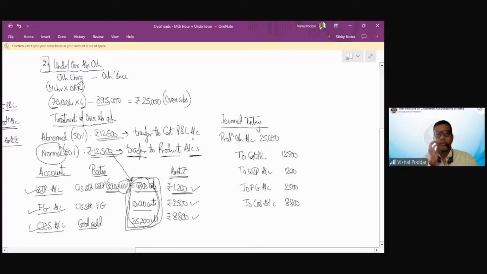Correct? Understood, beta? See, whatever is abnormal has to go to only one account, it will always go to P&L. But whatever is normal, which has to be charged to product accounts, there are 3, so it will be divided in the 3 accounts in this ratio. Correct beta? Yes sir. Yes Nitin. Sir, same doubt. Okay, great.